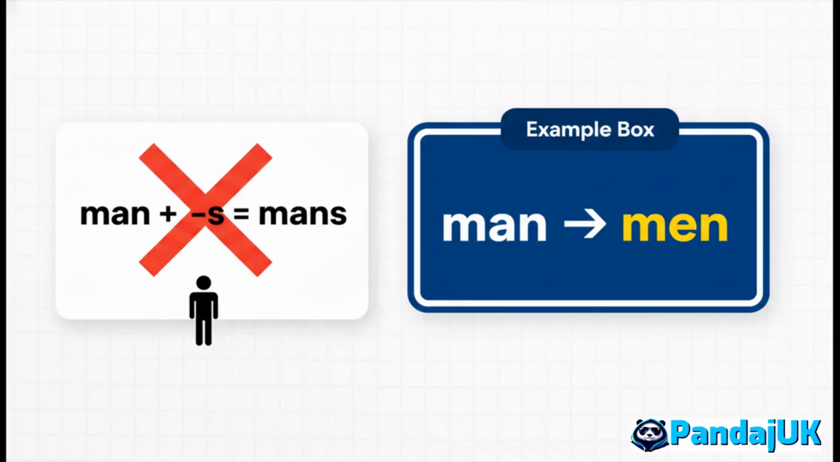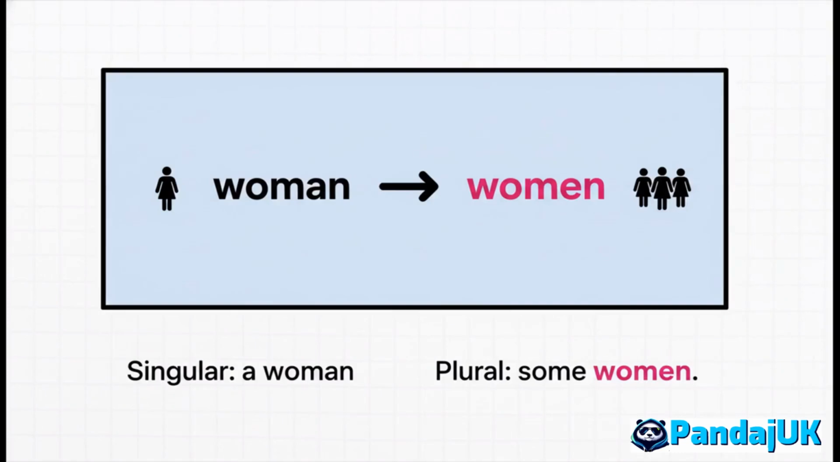Some words break the rules completely. One man becomes many men. We don't use an S at all. The same idea applies here. One woman becomes some women. The entire word just changes.